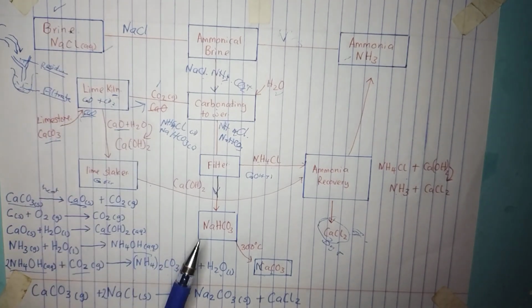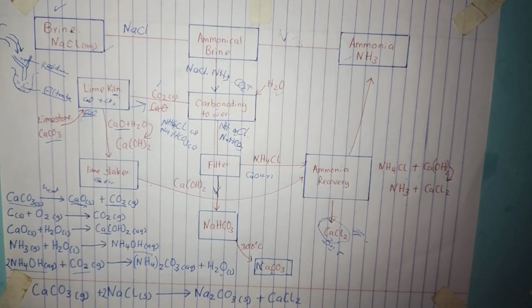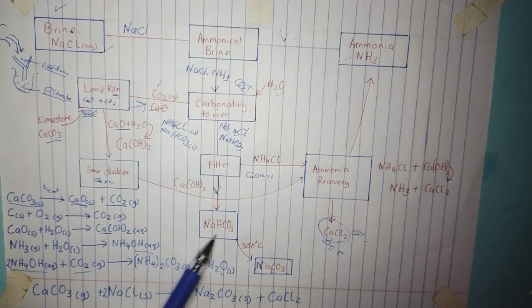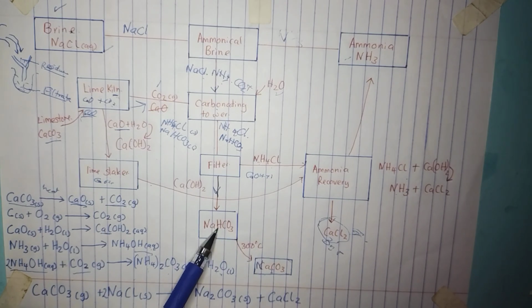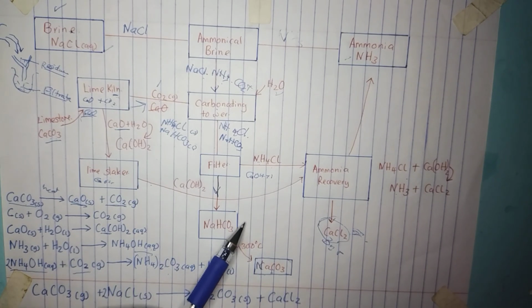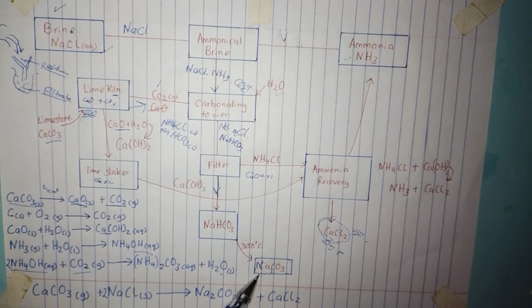So after filtration, you will access the ammonium chloride and sodium hydrogen carbonate. Sodium hydrogen carbonate is the one used to raise dough in baking. This one is the baking powder. It is in the baking powder. So here, this sodium hydrogen carbonate can be heated to a temperature of 300 degrees Celsius to obtain sodium carbonate.